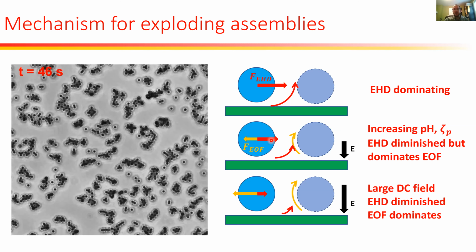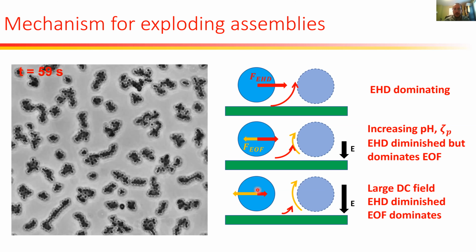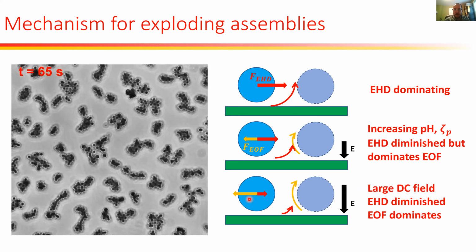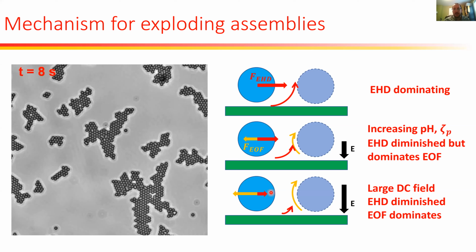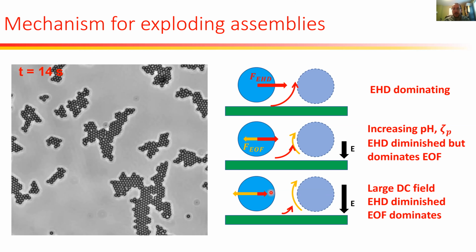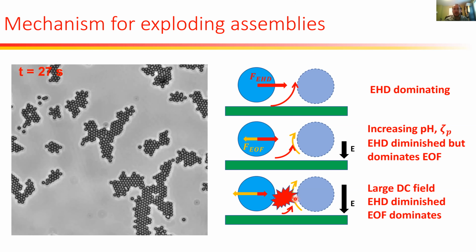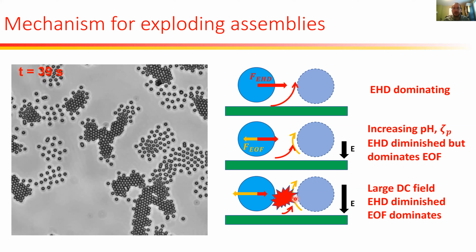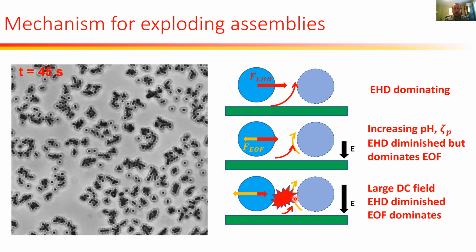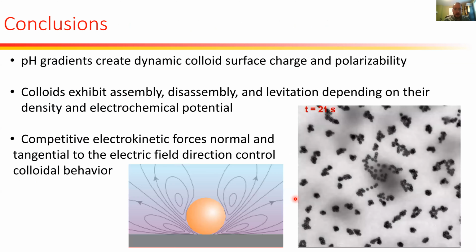Eventually, we get to a point where the electroosmotic flow overcomes the EHD flow. This has become almost reduced to 0 because our particle is becoming less and less polarized as the pH goes up. And when that balance shifts from attractive to repulsive, the assemblies explode. And that's the kind of behavior we would expect here. Okay, I'll skip this, and I'm pretty much out of time.